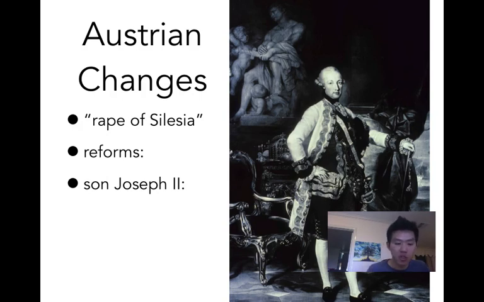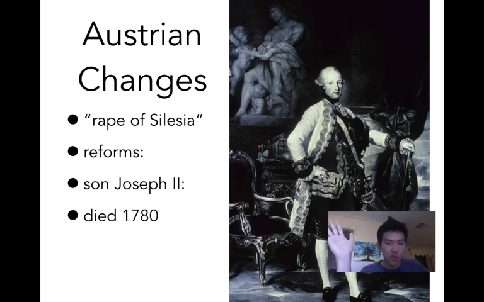Joseph II of Austria will eventually become king of Germany and Holy Roman Emperor, an enlightened despot, and eventually will die in 1780. All right, so it's a lot, I know, 30 minutes, but we had to get through this. 18th century wars. Hope we learned a lot.